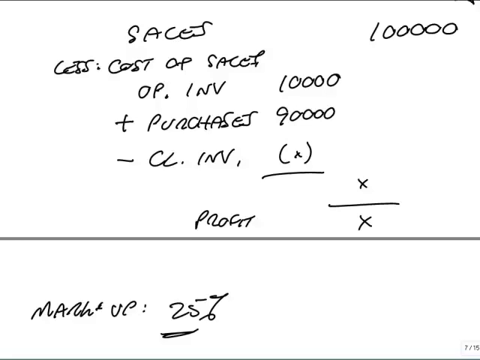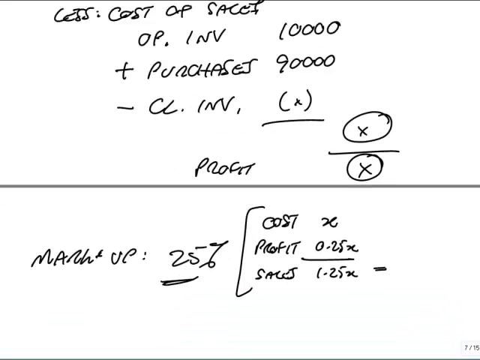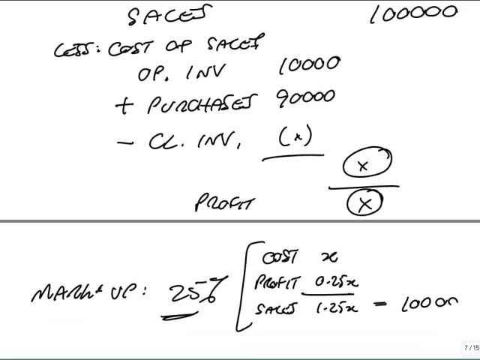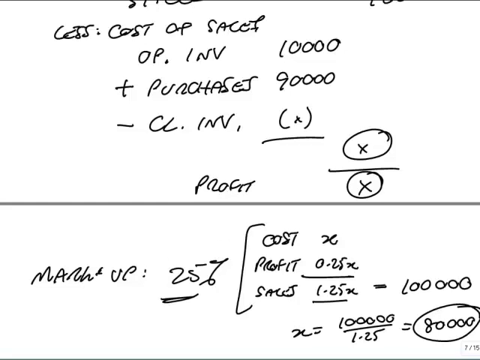Fine. We know what we sold. Can you all write down, please, what is the cost of sales if my markup is 25%?